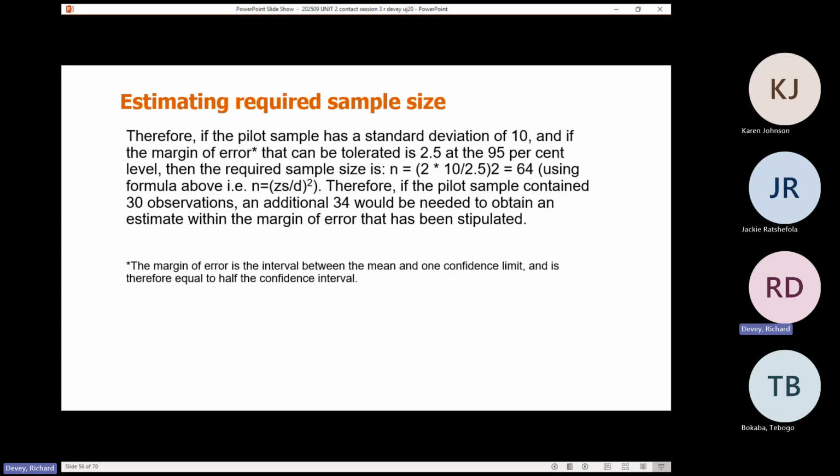Okay, so using an example, we've got a pilot sample that we've collected information for, and we get a standard deviation of 10. Then we decide that the margin of error that we can tolerate is 2.5 at the 95% level. So that's something we decide. In the social sciences, we normally work at 95% confidence levels.